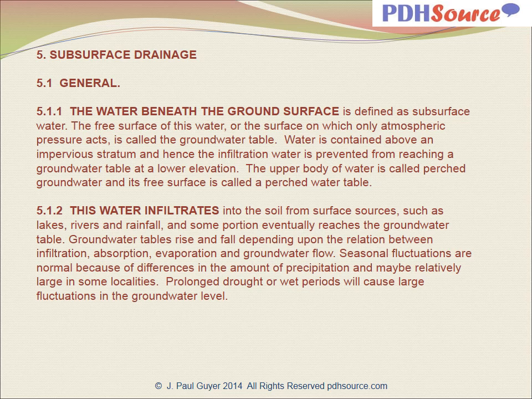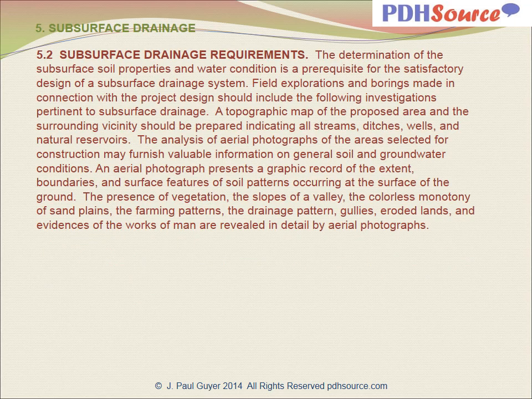Groundwater tables rise and fall depending upon the relation between infiltration, absorption, evaporation, and groundwater flow. Seasonal fluctuations are normal because of differences in the amount of precipitation and may be relatively large in some localities. Prolonged drought or wet periods will cause large fluctuations in the groundwater level, and of course pumping of groundwater leads to fluctuation.